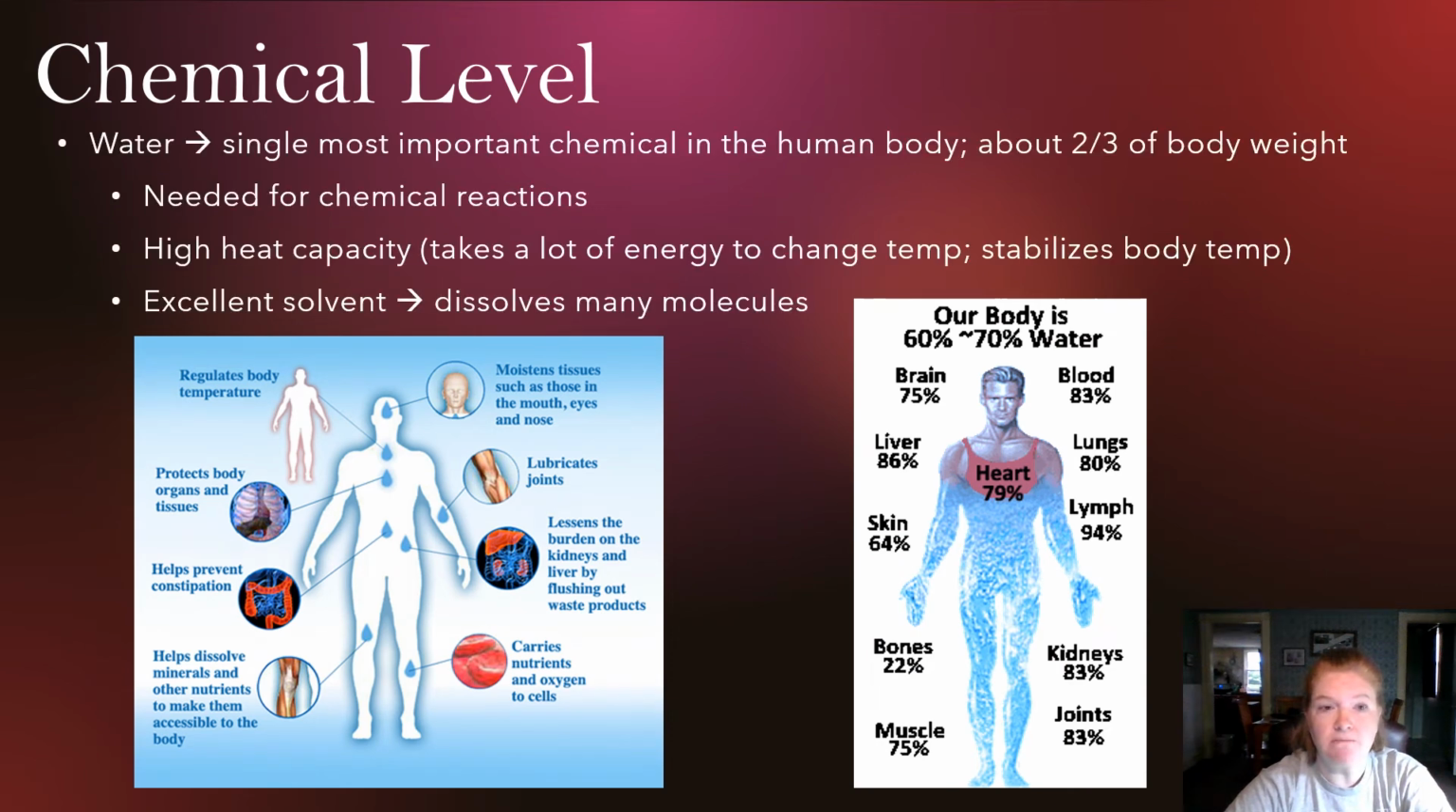All right, what else? Water. Oh my goodness, water is the single most important chemical in the human body. It's about 2/3 of your body weight. We need it for chemical reactions. It has a high heat capacity, which means it takes a lot of energy to change its temperature, and that helps us stabilize our body temperature. It also helps to cool us because when sweat evaporates, it pulls away a lot of our body heat with it. And it's an excellent solvent, thank goodness. It dissolves a lot of gases and chemicals in our body.